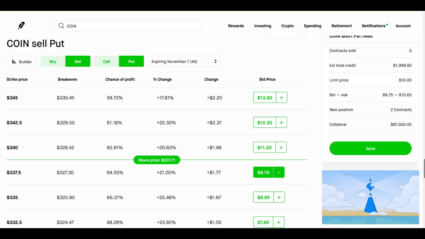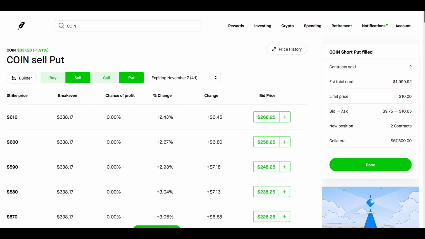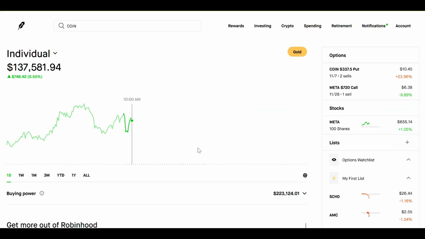So there we go, they were filled. That's fantastic. Two contracts were filled. That's going to give us about $2K, minus obviously the regulatory fee, of cash. If you take a look at the cash account, my cash is now up by about $2K. I sell both puts and calls. This is my strategy. So Coinbase, there we go, two contracts done.